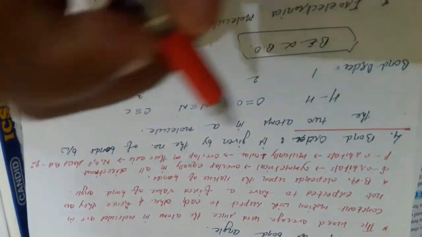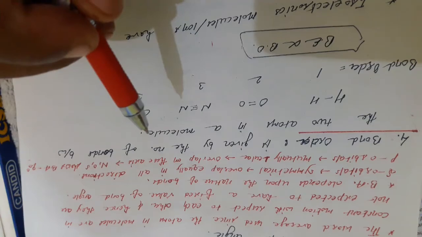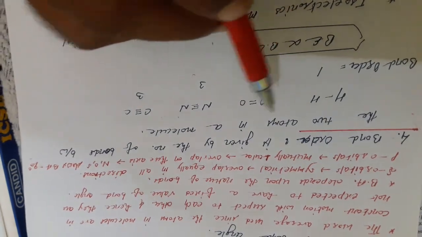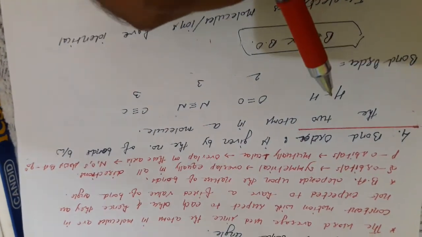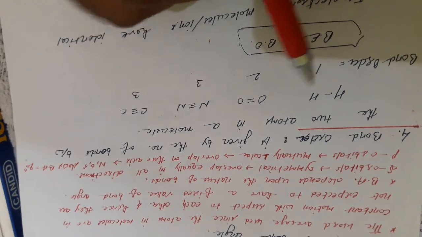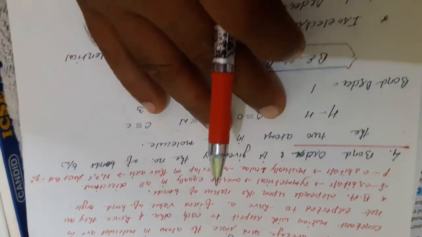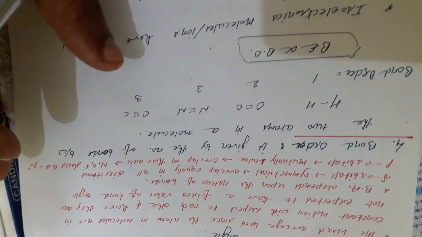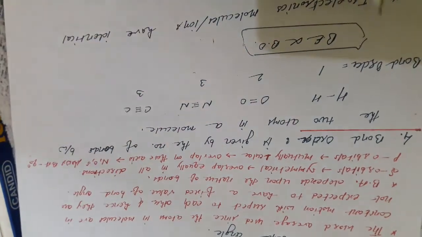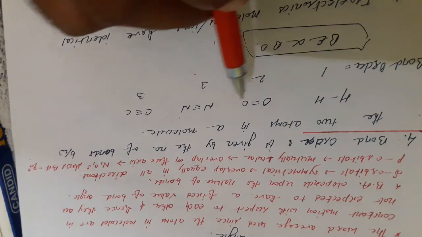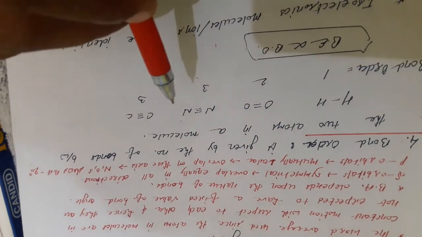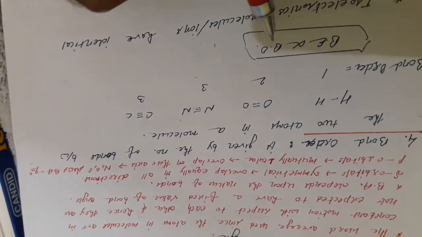The last parameter is bond order. Bond order means the number of bonds between the two atoms in a molecule. For example, a single bond has bond order 1, double 2, triple 3. So that is simply the multiplicity of the bonds, or bond order. If the bond order increases, the bond length will decrease and bond energy will increase.